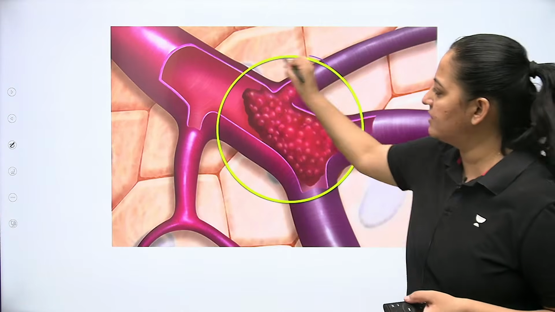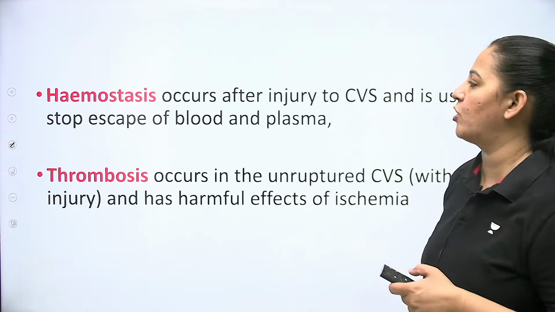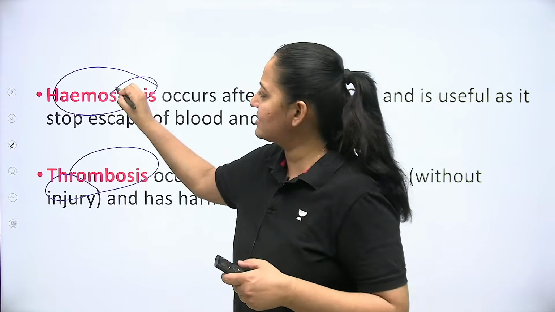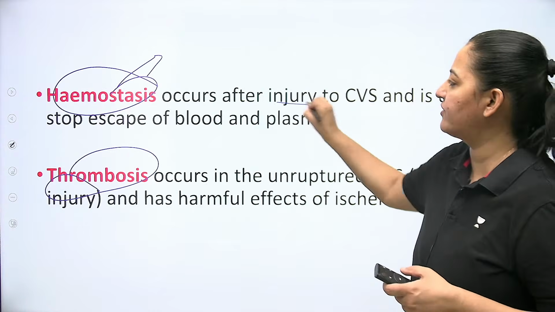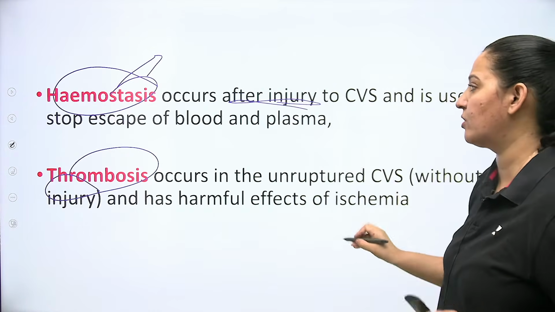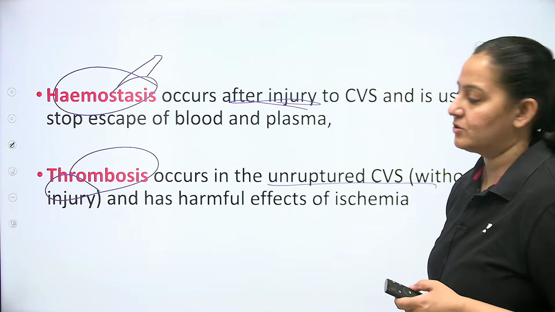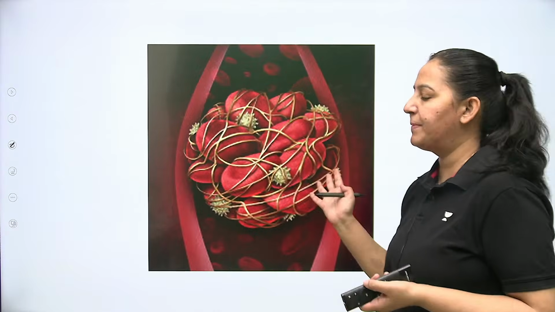Can you appreciate here in this diagram? This is a clot, and without injury, it is forming. It is thrombus. So hemostasis and thrombosis, this is the difference. Hemostasis is physiological. It occurs after injury. And thrombosis is pathological. It occurs in uninjured blood vessel, unruptured blood vessel. So that is pathological, that is harmful. This one is good, this one is harmful. So can you see? Beautiful diagram.